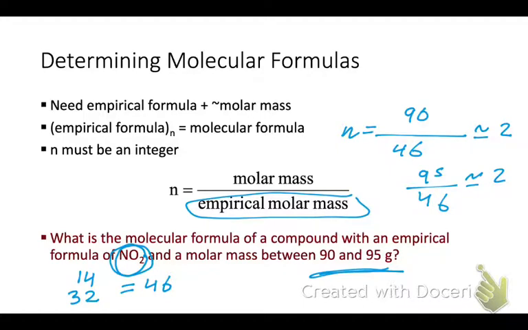So what you know right now, that there are 2 of NO2 in the molecular formula. So your last conclusion will be the molecular formula will be, you're going to multiply this by 2, so it will be N2O4.